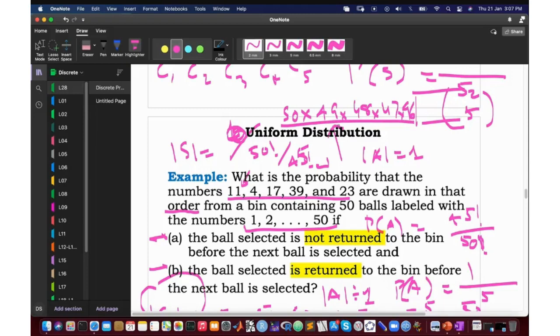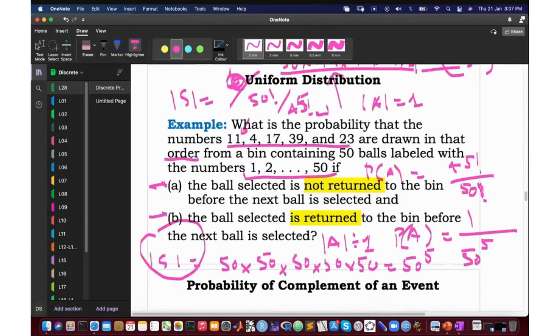Sir, the 50 raised to the power 5 in part B, is that the best case scenario? There is no best case or worst case scenario. This is the sort of likelihood of this thing happening. There is no worst case or best case. Okay? Okay, thank you sir.